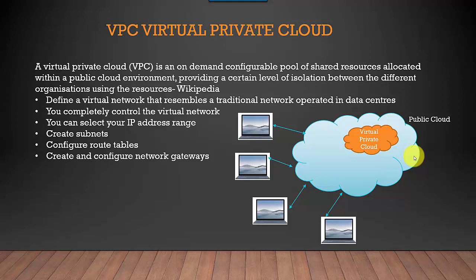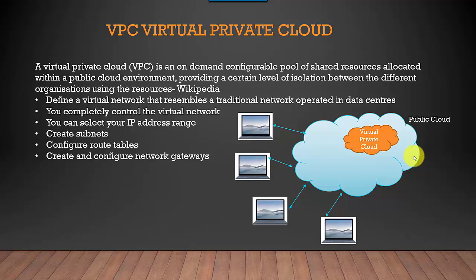The formal definition for a VPC is that it is an on-demand configurable pool of shared resources allocated within a public cloud environment, providing a certain level of isolation between the different organizations using the resources. So you could have different organizations using different resources within the AWS public cloud, and they could have their own configured IP addresses, they could have their own resources there, and they could restrict or limit access to those resources. So you could have virtual private clouds sitting inside the Amazon Web Services public cloud.